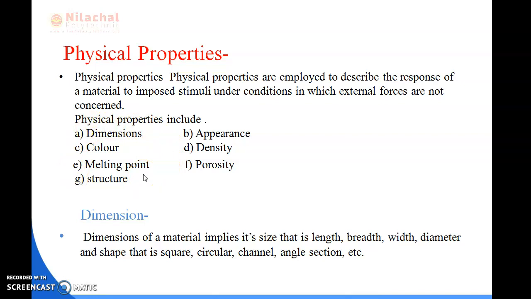Every material has its own properties, like mechanical and physical, and those are different from each other.